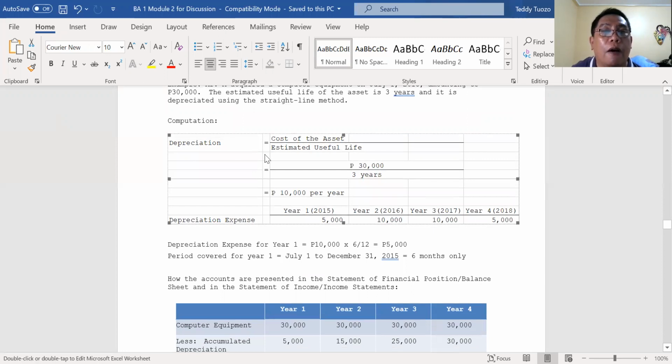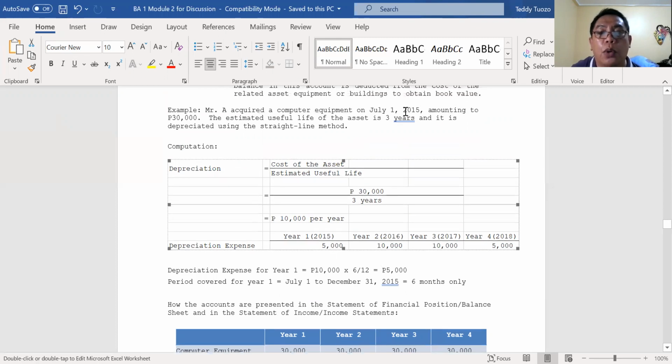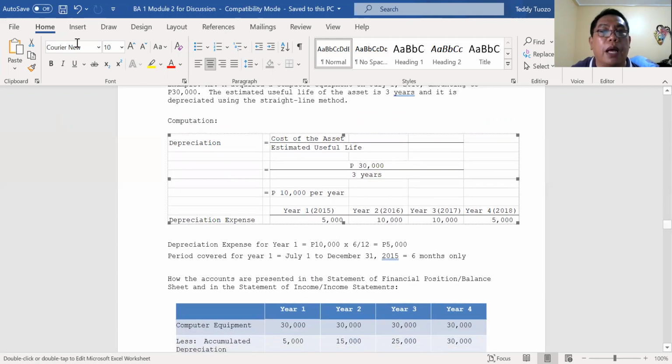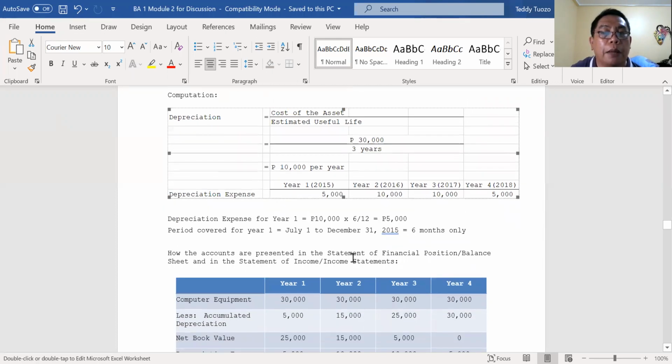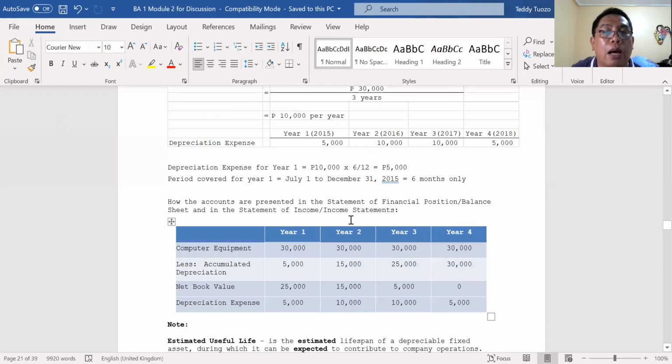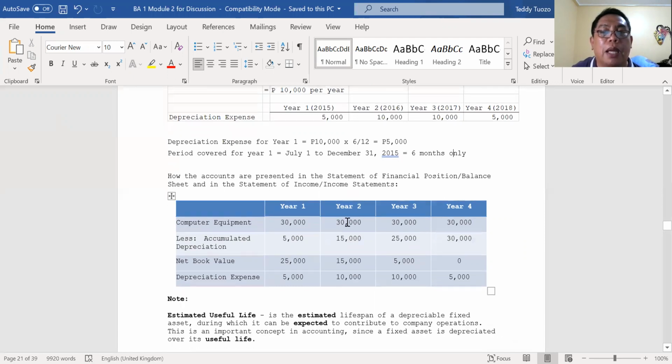So that is the depreciation expense for every period that you are going to recognize in the book of accounts. Depreciation expense for year 1 is 10,000 times 6 over 12. So the period covered is from July 1 to December 31, 2015, so 6 months only. Now, how the accounts are presented in the statement of financial position, or the balance sheet, and in the statement of income, or income statement.